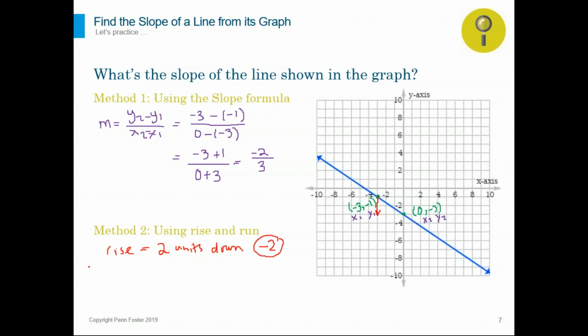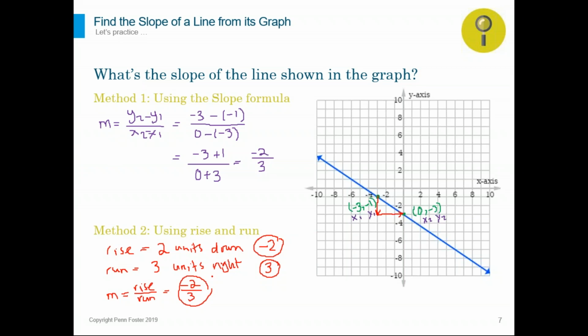The run is the horizontal units to be able to land on that second point. Let's do that. So we have 1, 2, 3. It takes 3 horizontal units to the right of the graph to go to the second point. Since it's the right, not the left, I'm going to keep it as 3. Now, since the slope is rise over run, I know the rise is -2. I know the run is 3. This is the slope. That's it.